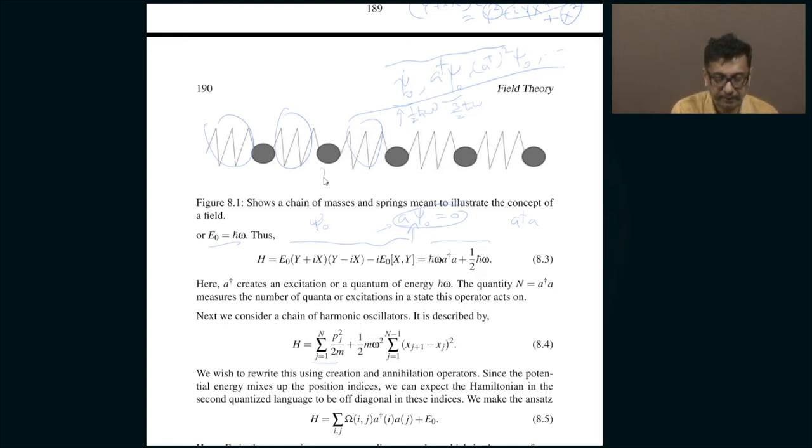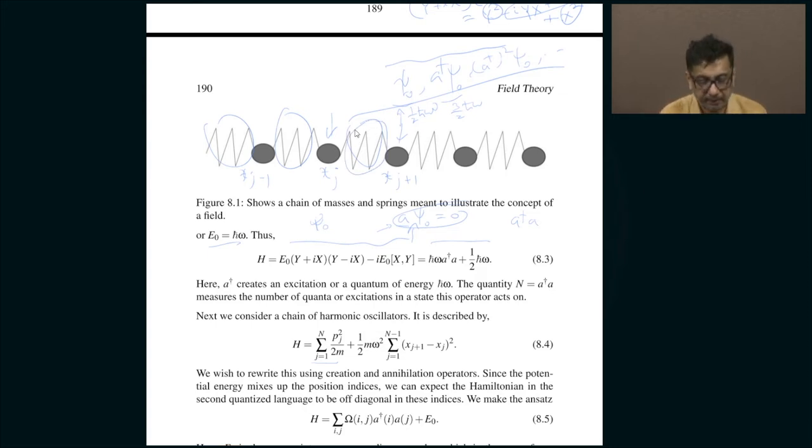So suppose xj is the displacement of this particular atom from its equilibrium position. And this is the displacement of the next atom. And this is the displacement of the earlier atom. So now what will be the amount by which this spring is stretched?